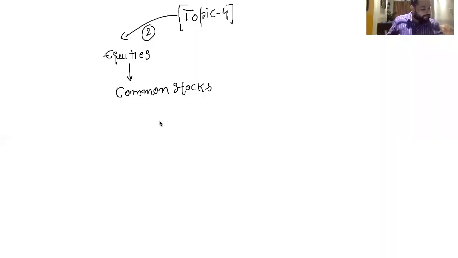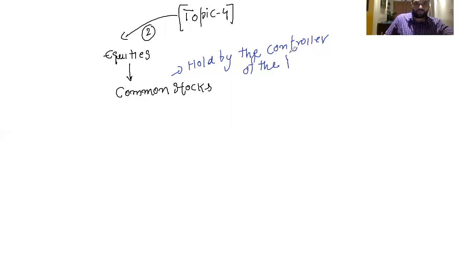So now we discuss common stocks. Let's talk about common stocks. You know that common stocks are the stocks which are basically held by the controllers of the company, the controllers of the firm. In other words, you can say that the people who are holding common stocks are known as the controllers of the company. That means they are involved in the operating and financial decisions of the company, right?